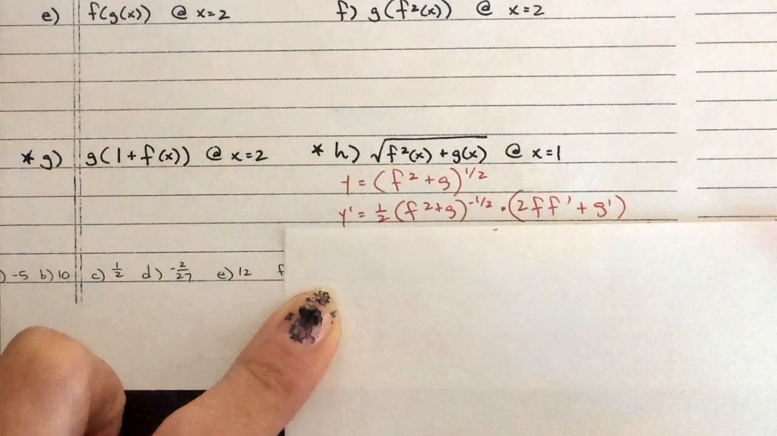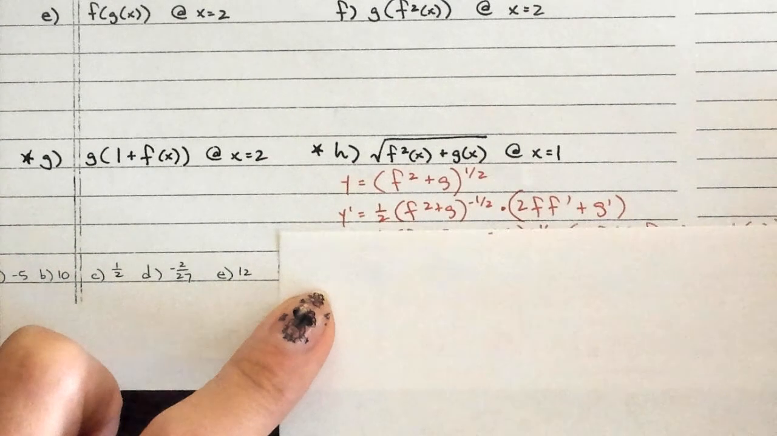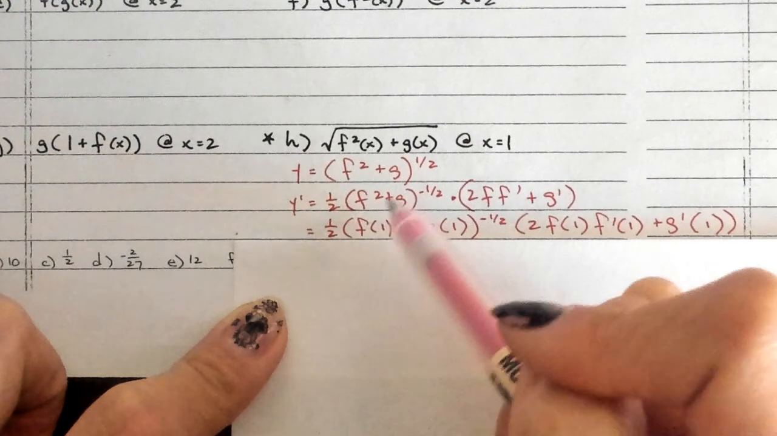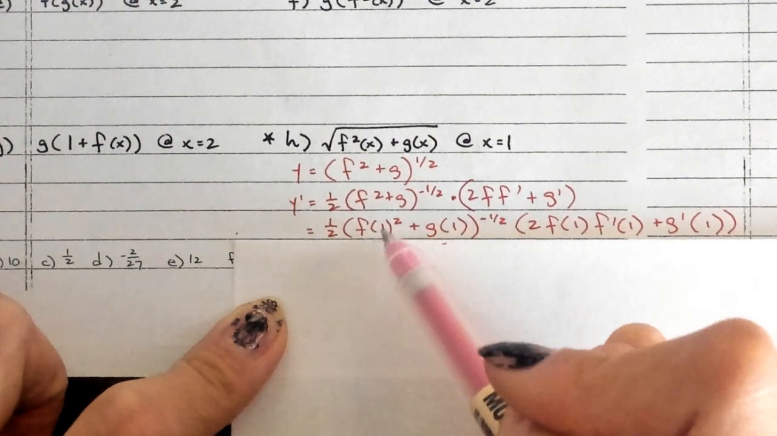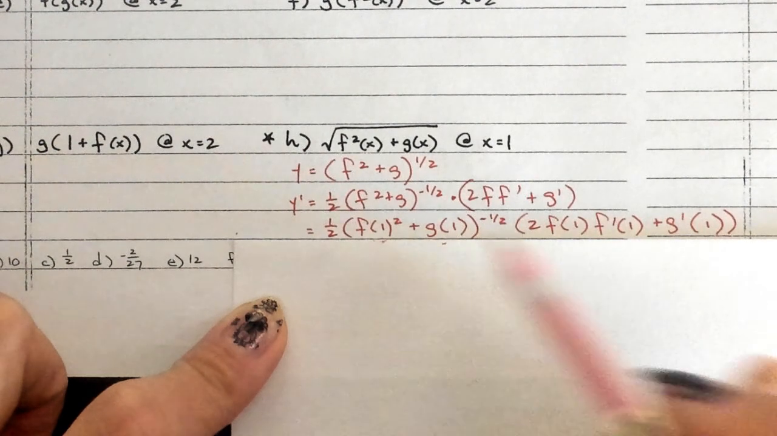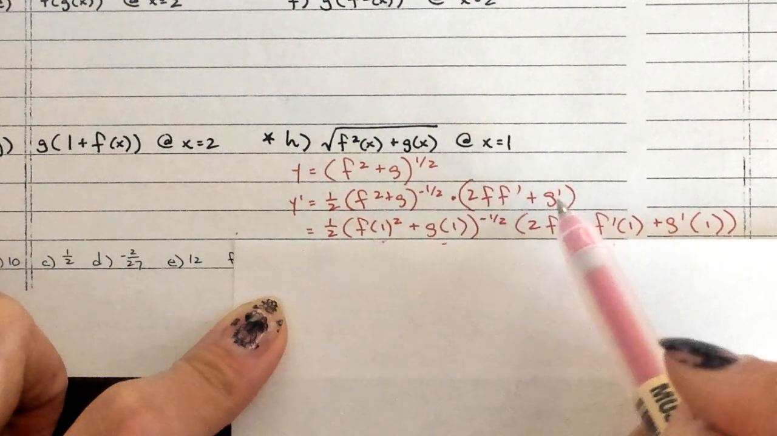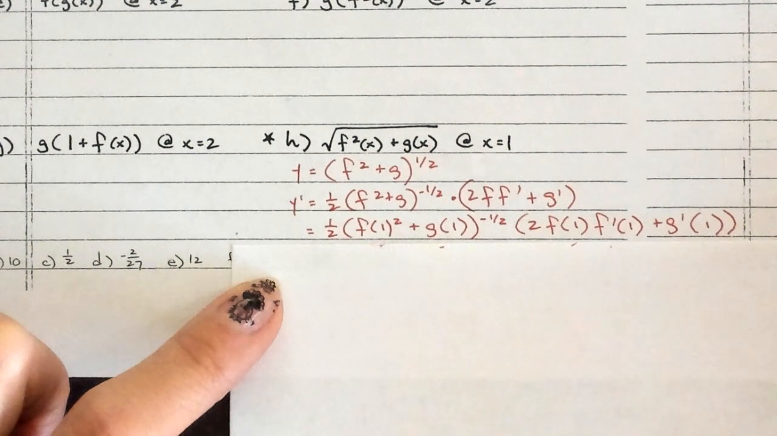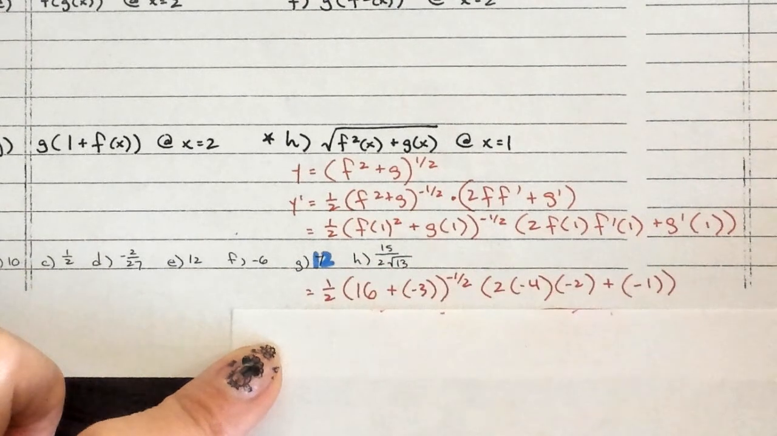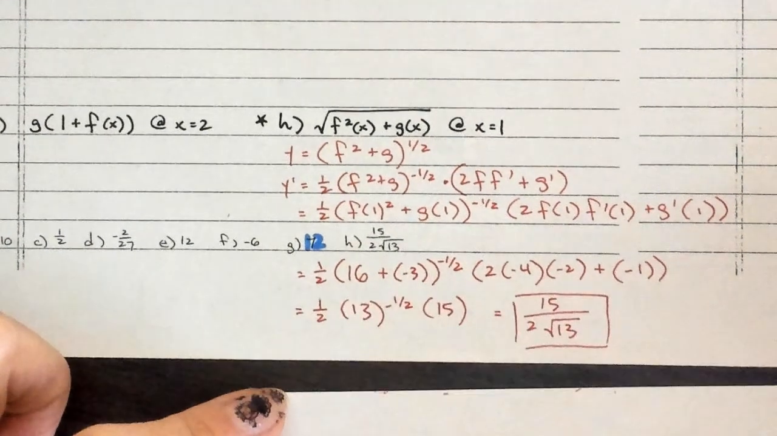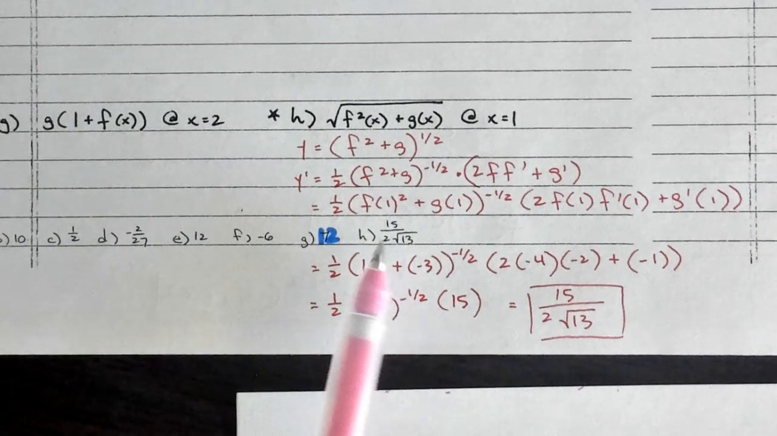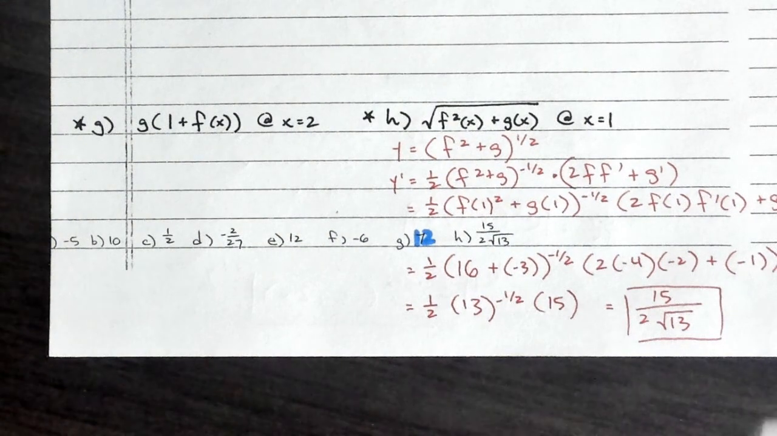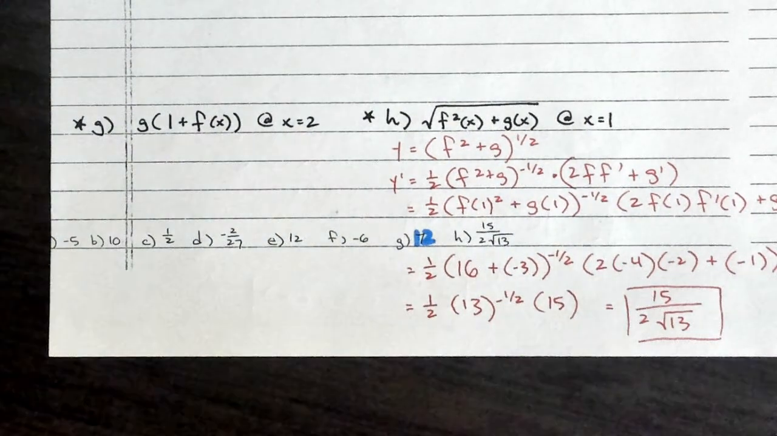I don't like to write of x all the time because I'm lazy, and I write it at the end. Okay, and then what I do is I slowly, this is exactly the same thing, I swear, but now I wrote of 1, right? So g of 1, f of 1, f prime of 1, g prime of 1. So I very carefully write in my of 1s, and then I plug in right there, and then I get my final answer. So my final answer is 15 over 2 root 13, okay? So all the answers are written on your paper. I already fixed that so that it says 12 on your paper.